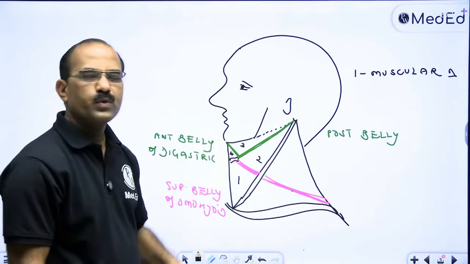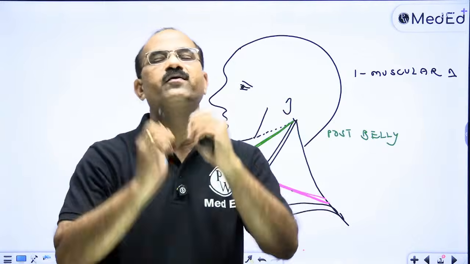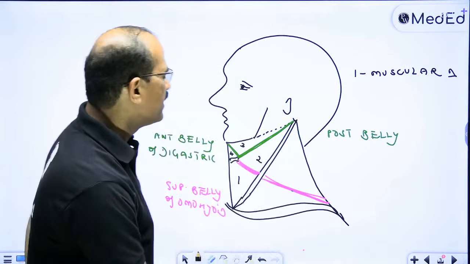See this number 2, इसके boundaries देखिए बच्चों, you get MCQs on the boundaries of this triangle, right? So just remember this. What is this now?